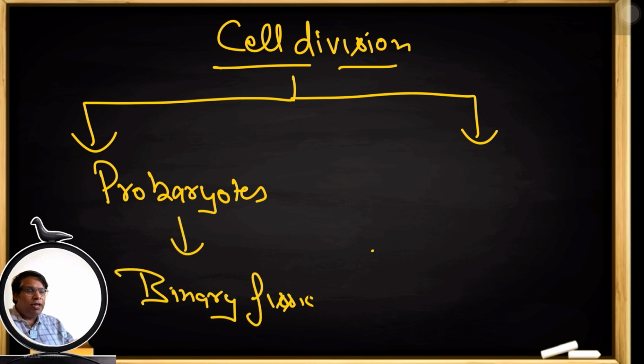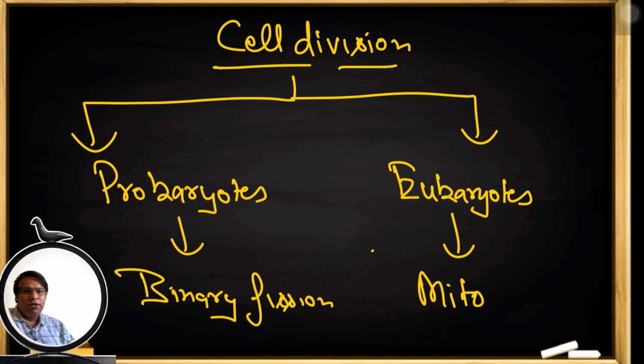In case of bacteria, what you are going to see, bacteria will divide into two bacteria just by a simple binary fission process. But in the case of eukaryotes, you may see a more complex process like mitosis. So based on cell division, in case of prokaryotes, you are going to see the binary fission process. In the case of eukaryotes, you are going to see the mitosis process.